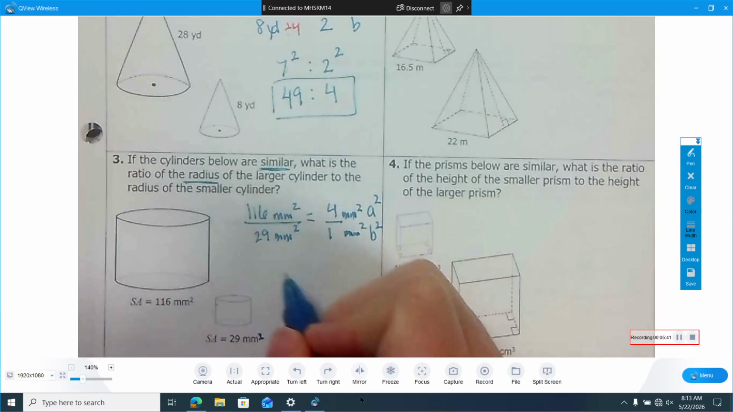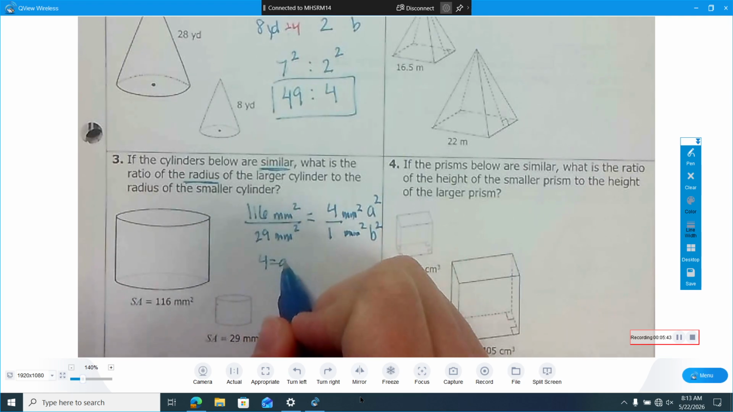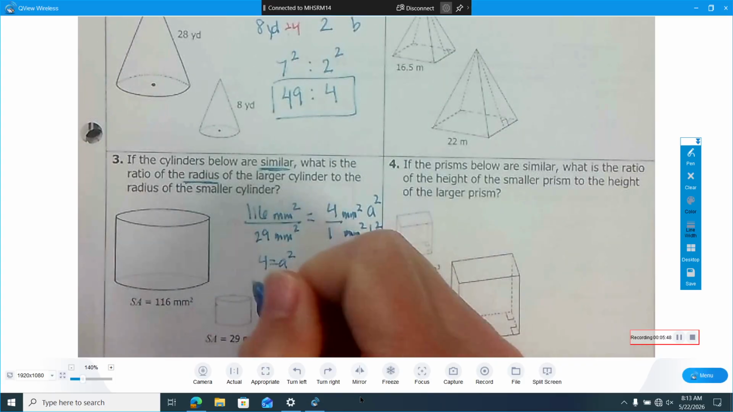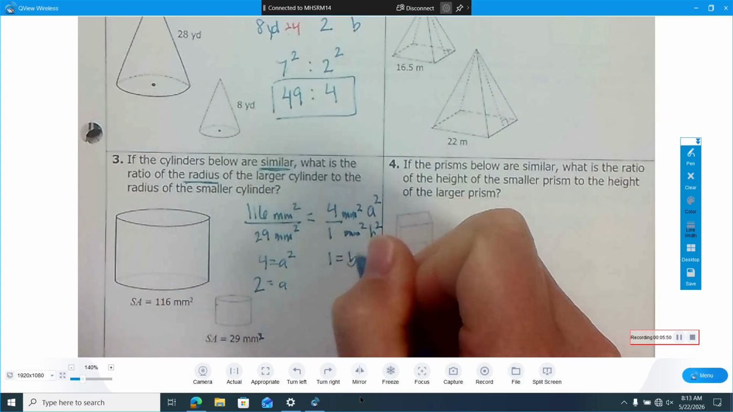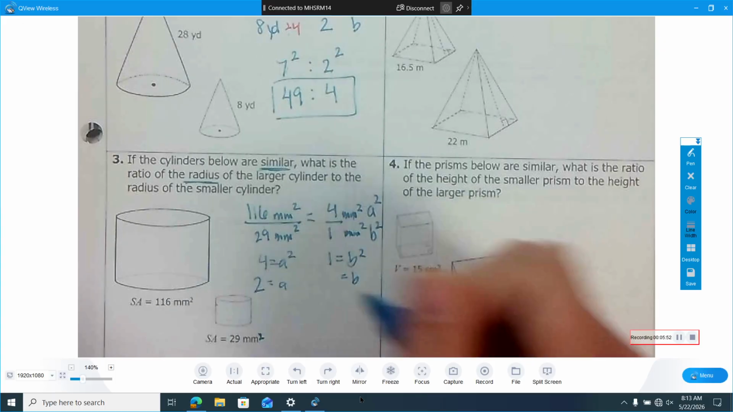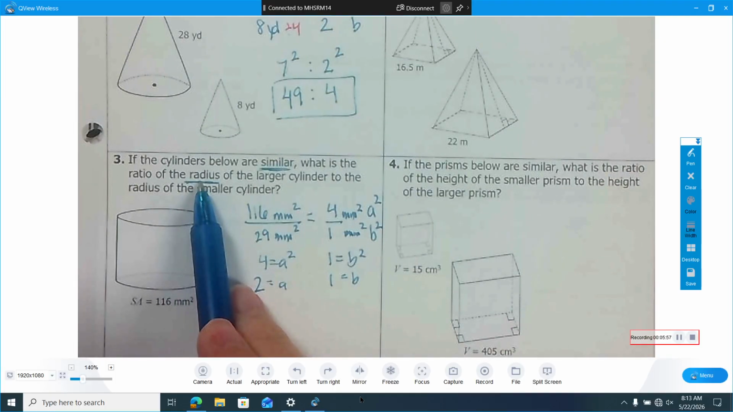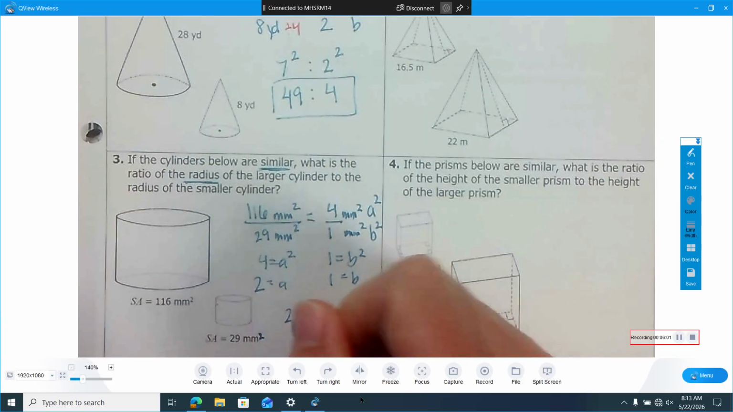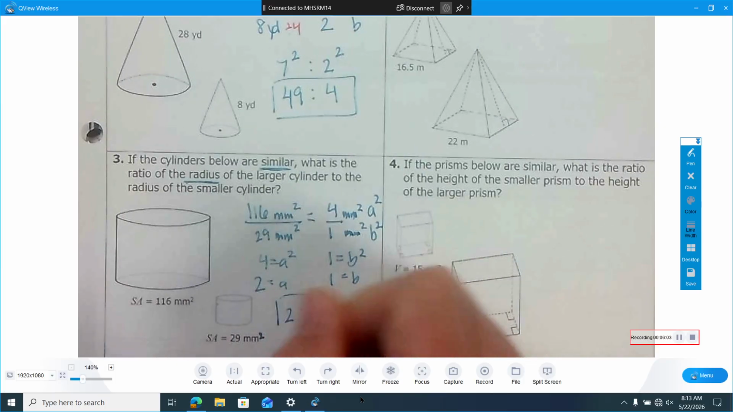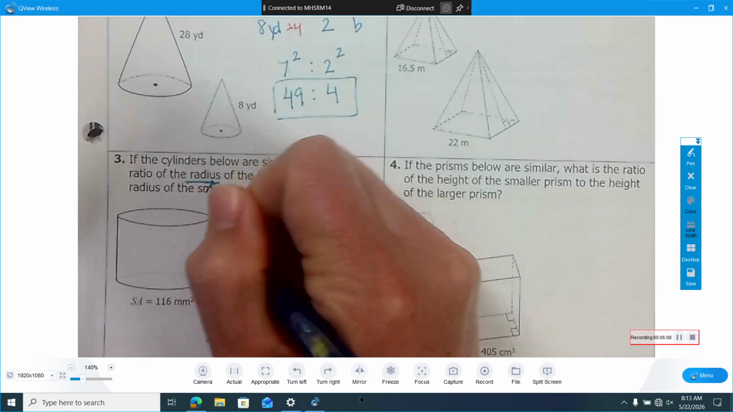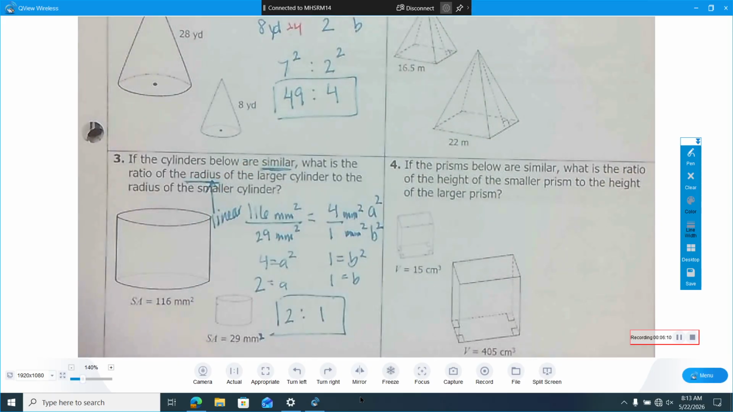All right, so if 4 is equal to A squared, what's A? 2. And if 1 is equal to B squared, what's B? 1, okay. And so we just want the ratio of the radius. Radius is a linear measurement, so they just need 2 to 1. So maybe I'll write that in. That is the linear measurement. So we just needed the A and the B.